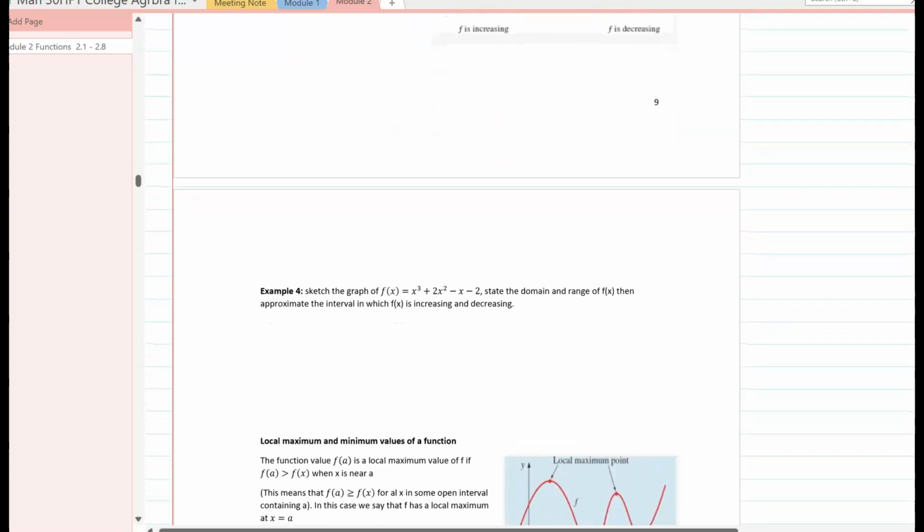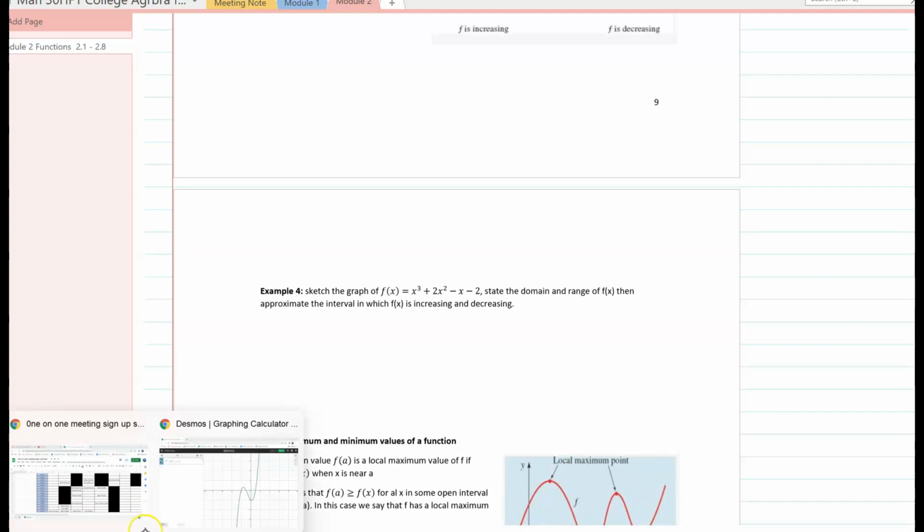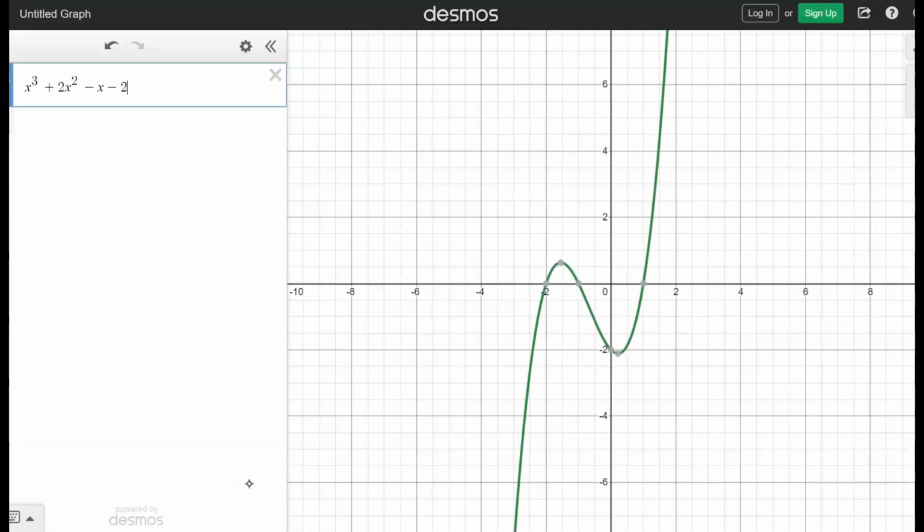So we want to find the domain and range of this function f of x and approximate the interval in which f of x is increasing and decreasing. So first I go ahead and sketch the graph using Desmos. And this is what I get.